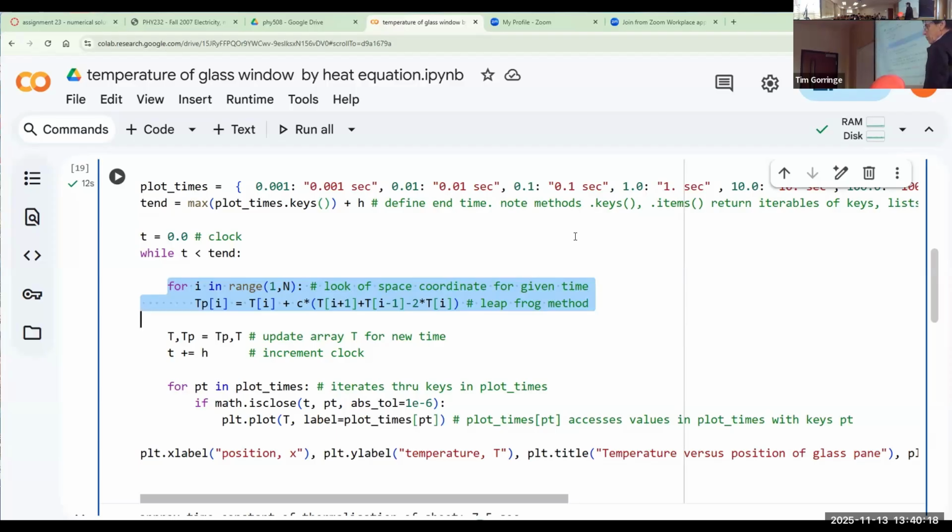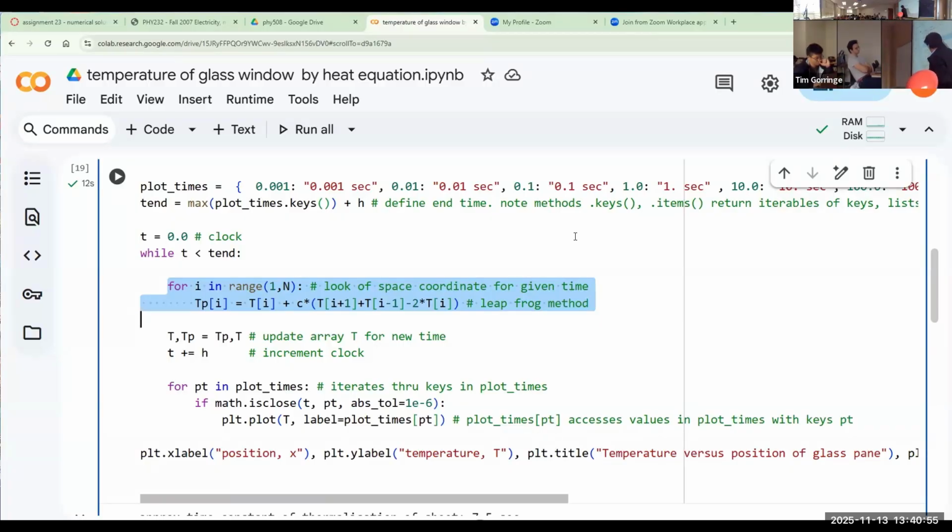This is where I do the plotting. So I defined, I think it was 6 times, that I want to make one-dimensional plots of the results at. And this is where I call the plot function to plot those temperature distributions. I'm plotting the temperature distribution, and I'm going to label it with plot time, which are the values in my plot times dictionary. So this is how I plot each temperature and label it correctly with the time.